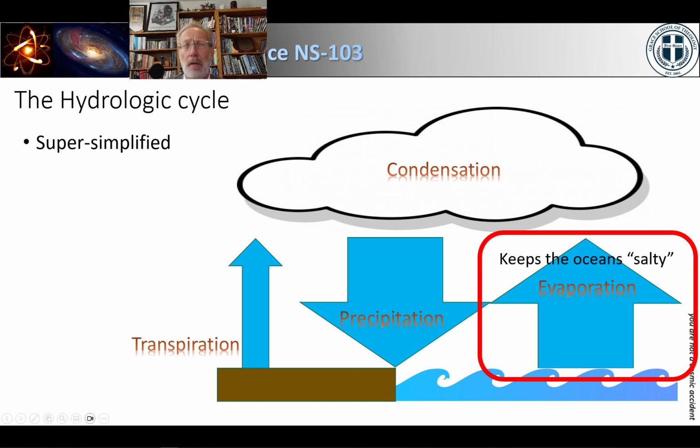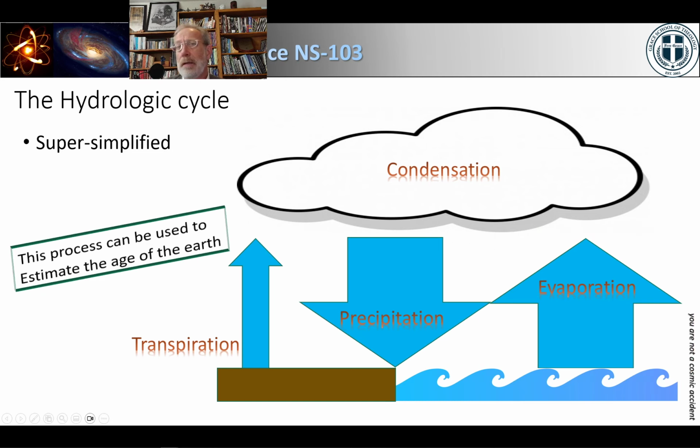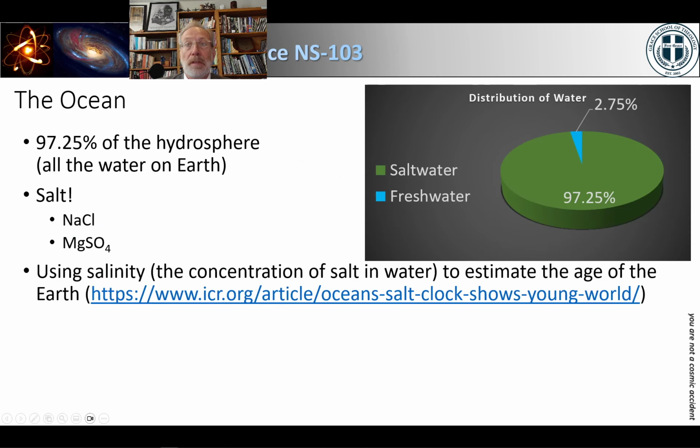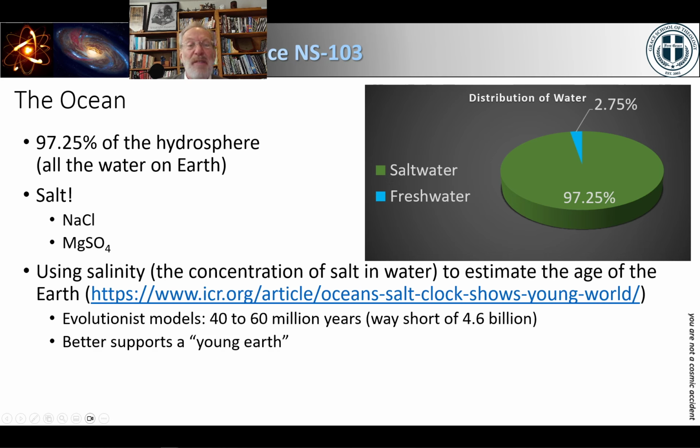At this point you may be thinking, okay, that's nice, so what? Well, here's the so what. That process can actually be used to estimate the age of the Earth. And I've got a link here to an article if you want to go dig deeper into this. But here's the amazing conclusion: if you use secular evolutionary models that don't account for God or anything, they come up with 40 to 60 million years as the age of the Earth using the salinity model.